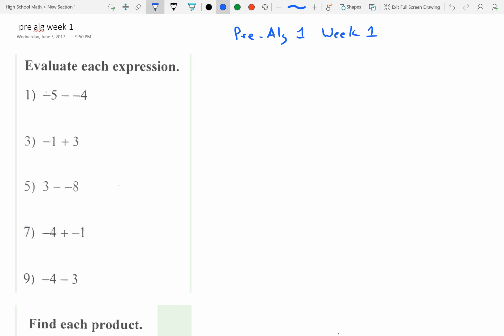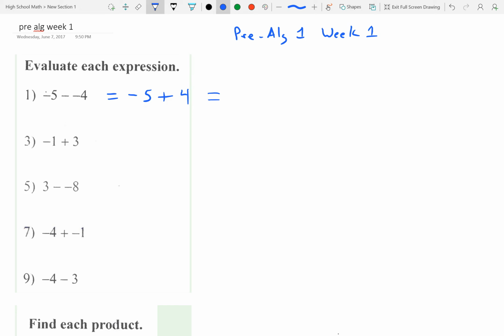Number 1 here we have -5 minus -4. Remember, when we are dealing with subtraction, we will change that subtraction to an addition and change the sign of the number behind it. Thus, we change this to -5. The first number stays the same, -5. The subtraction becomes an addition, and the second sign changes. -5 minus -4 is the same as -5 plus 4.